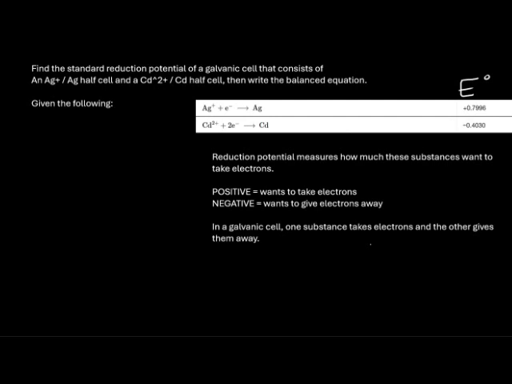If we look to the standard reduction potential values that we've been given with these equations, that's symbolized again by the E standard here, we see that silver has a reduction potential of 0.7996, while cadmium has a reduction potential of negative 0.4030. This means that silver wants to take electrons, and cadmium does not want to take electrons and would rather give them away. In a galvanic cell also, the reaction with a higher reduction potential will happen normally, while a reaction that has the more negative reduction potential will give them away and get reversed.